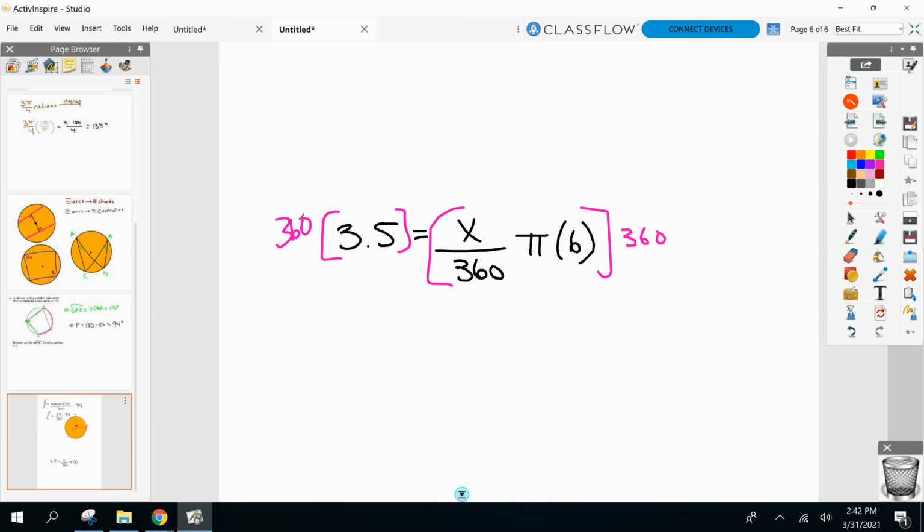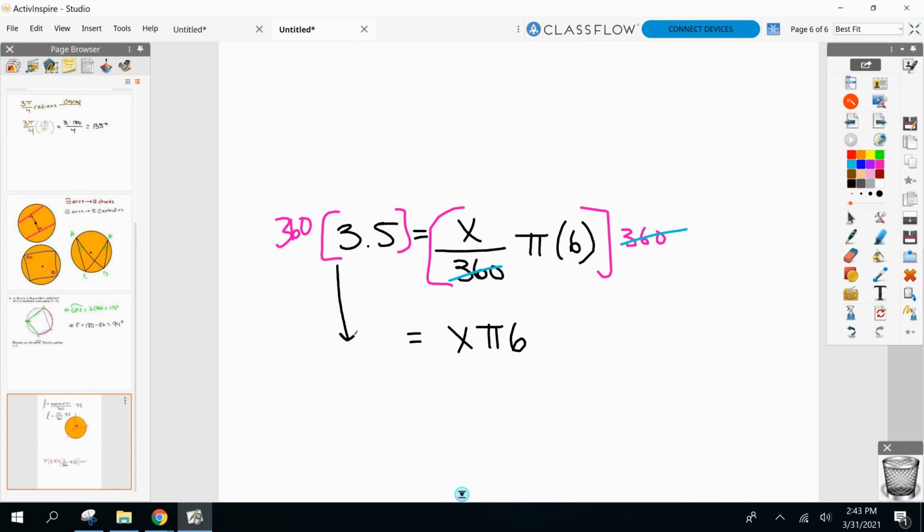And when you do that, realize that all you're doing is canceling out the 360. There's no distribution or anything. It's all multiplication inside here. Inside here, it's all multiplication. So you're just getting rid of the 360s, and that's it. Then you would have X times pi times 6 equals whatever that is. I have no idea. All right, so whatever that is.